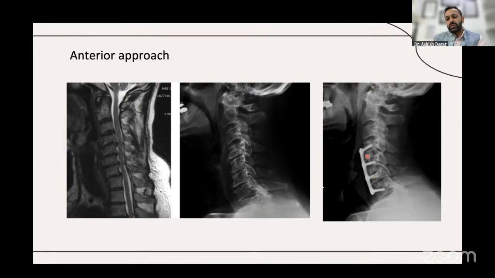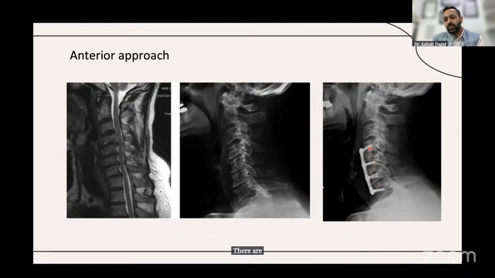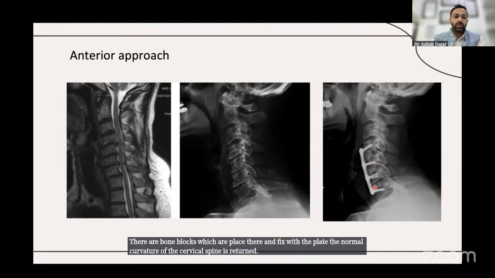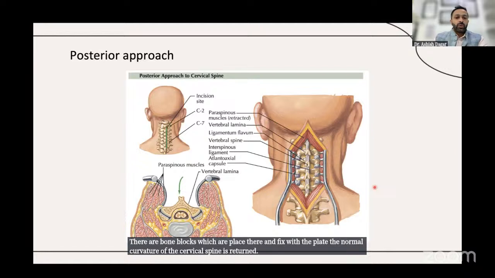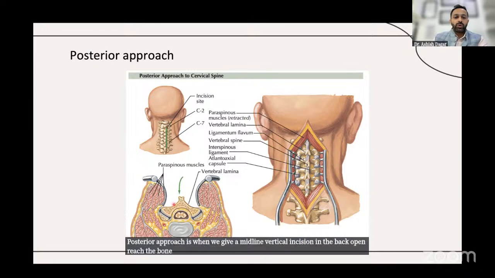This is the anterior ACDF. Multiple levels of disc have been removed. There are bone blocks which are placed there and fixed with the plate. The normal curvature of the cervical spine is restored. Posterior approach is when we give a midline vertical incision in the back, open, reach the bone, and then cut this portion out.